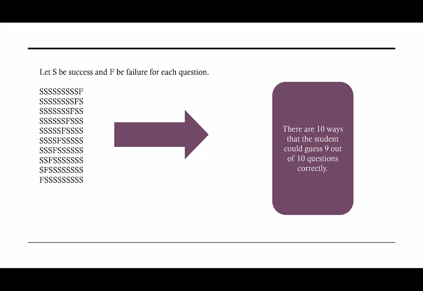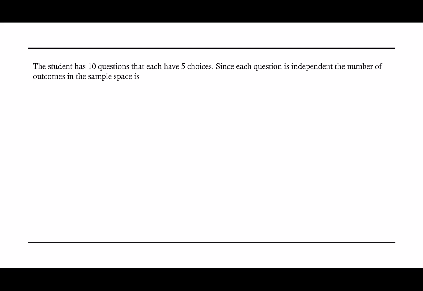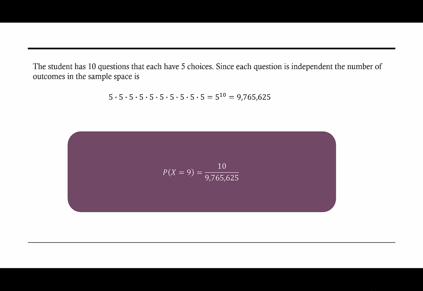But don't be fooled by the 10 ways the student could get 9 questions right. We need to consider how many ways the student could guess on the test altogether. Since each question is independent, the number of outcomes in the sample space is 5 times 5 times 5 times 5 times 5 times 5 times 5 times 5 times 5 times 5. That's 5 to the 10th, or 9,765,625 ways to answer the test. When we go back to the probability of getting exactly 9 right, that would be 10 over 9,765,625, which is a very small number.